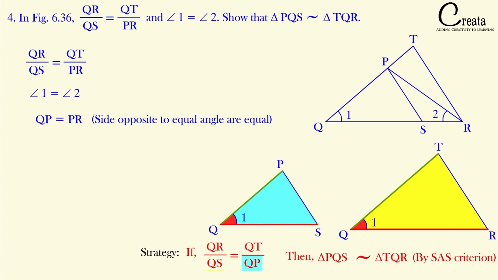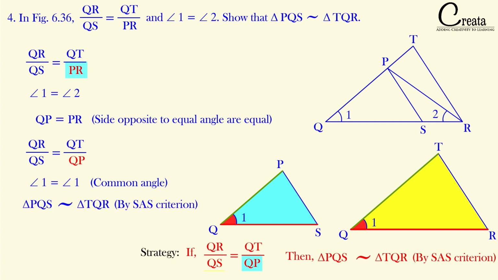Let's replace PR with QP. So we got QR upon QS is equal to QT upon QP. These are the ratio of the two corresponding sides of these two triangles. So the ratio of the two corresponding sides are equal and the angle between the two corresponding sides are equal. So we can say the triangle PQS is similar to triangle TQR using the SAS similarity rule. Side, angle, side. These are the two corresponding sides and this is the angle in between the two corresponding sides.